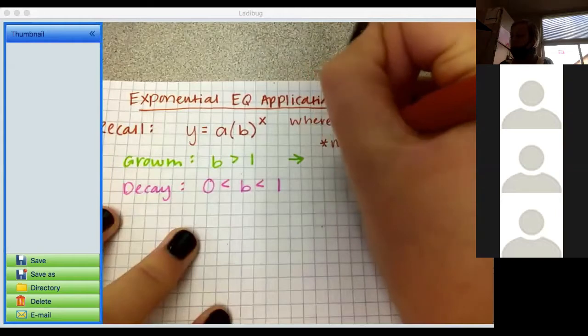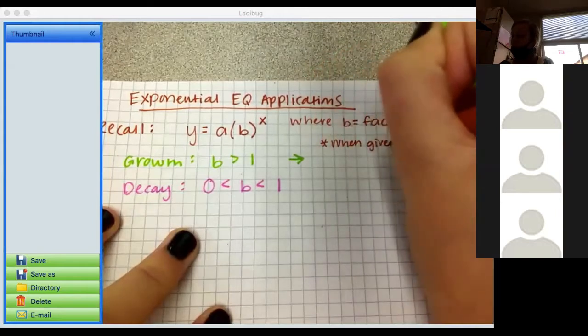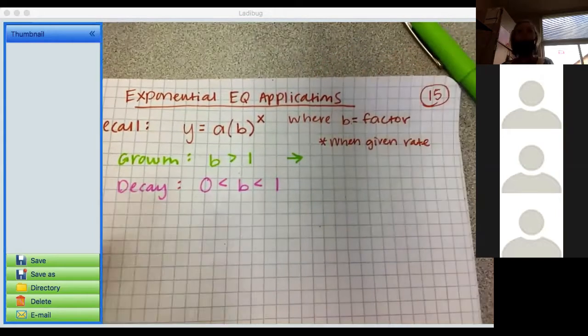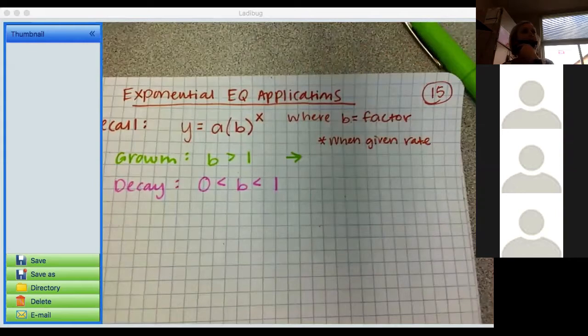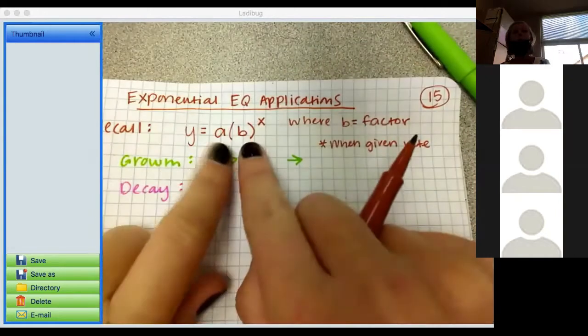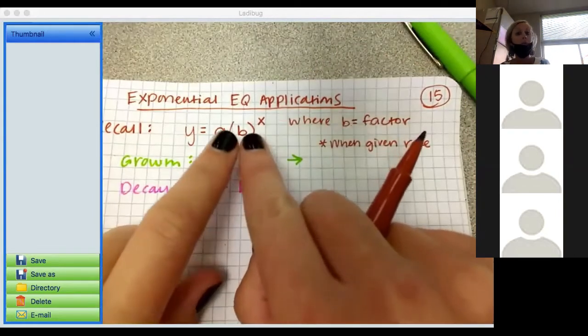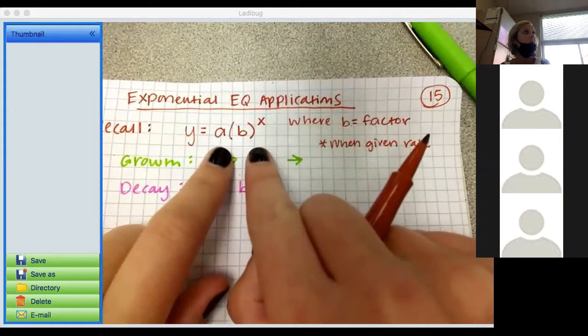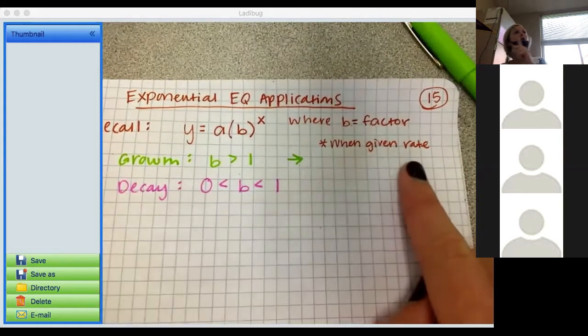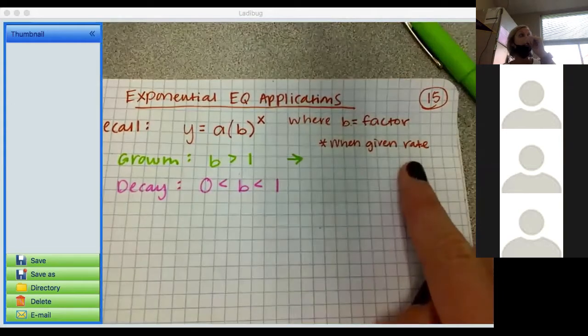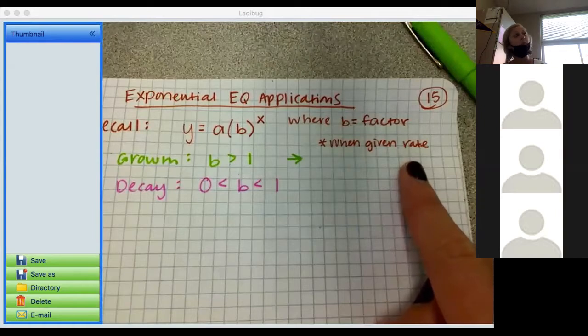So what happens when you are given a rate? Who remembers from math 3? Happens when you're given a rate. Kevin. By that much each time, right? Very good. So look up here. When you are given a factor, that is the number you're multiplying by every single time. If you are given a rate, they're telling you how much it's increasing or decreasing at each interval. It's not what you're multiplying by.